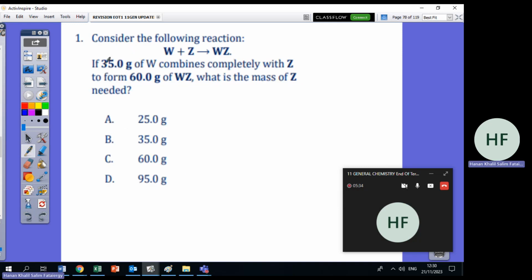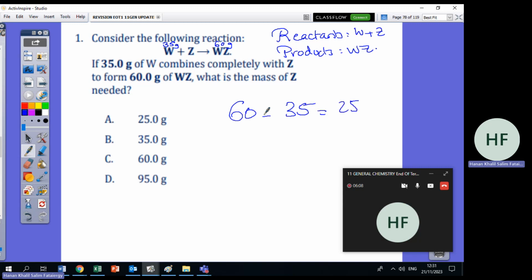Now let's do this question. If 35 grams of W combines with Z to form 60 grams of WZ, what are the reactants? What do I answer? I should answer W plus Z. Now what are the products? It is WZ. What about the masses? The masses should be equal. So if this is 60 and this is 35, how much should this one be? I will say 60 minus 35. The answer is 25.